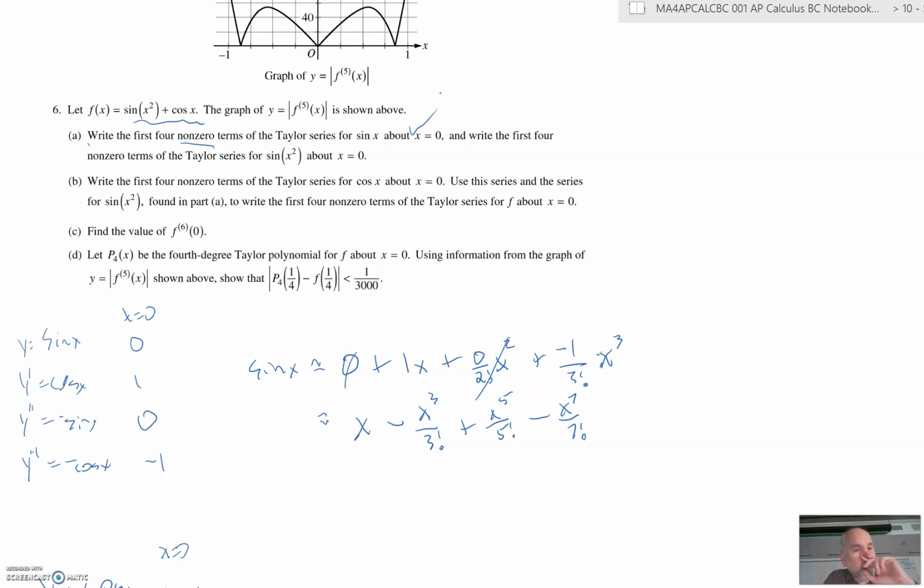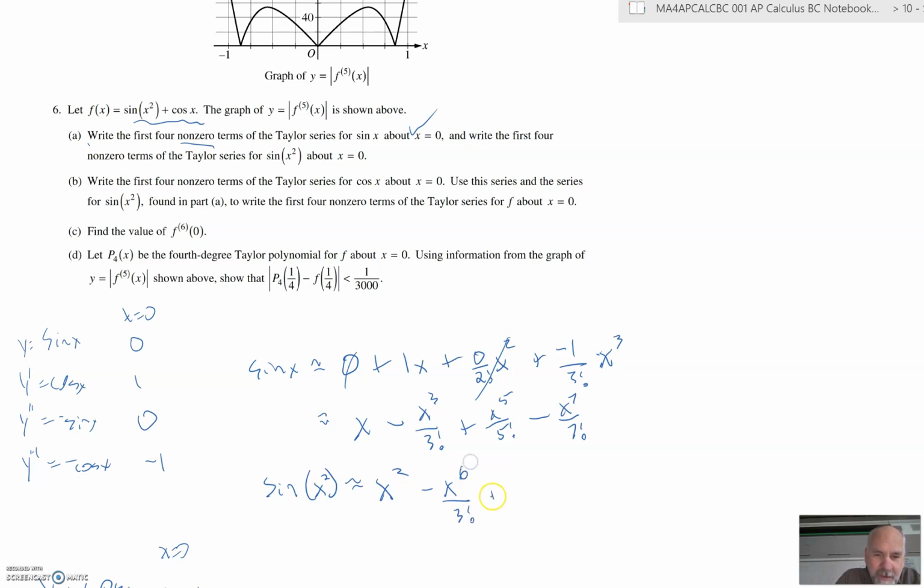Then it says write the first four non-zero terms of the Taylor series for sine x squared about x equals 0. And you might say, oh man, we're going to have to do some derivatives and some chain rules, and this is going to take us a while. But it actually isn't, because sine x is about equal to this thing. That means that if I want to find sine of anything, I can just plug it in. Let's find sine of x squared. Well, that's about equal to, and I plug in x squared for all the x. Sweet! It's just easy, right? A lot better than doing the Taylor series from scratch.